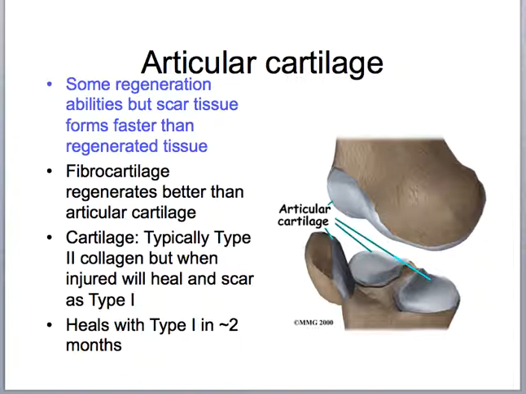Moving now to articular cartilage, there is some regeneration ability, but scar tissue tends to form fairly fast. The fibrocartilage regenerates better than articular cartilage, and typically type 2 collagen is there, but when it is injured, it will heal and scar down as a type 1 collagen. So the healing occurs with type 1 in about 2 months, although there's a lot of research going on now, and they're using different methods in order to try to regenerate articular cartilage. So that can be changed a little bit on those healing times, as they're seeing some pretty good responses.